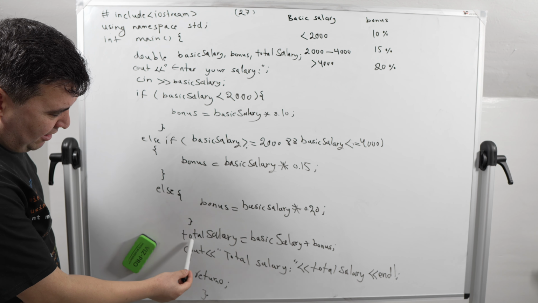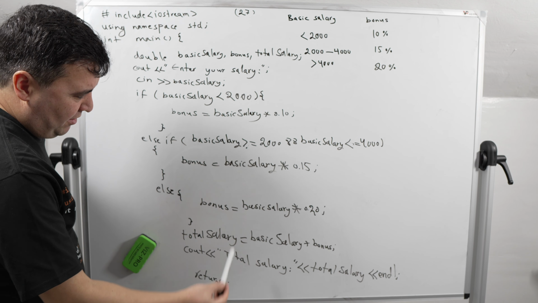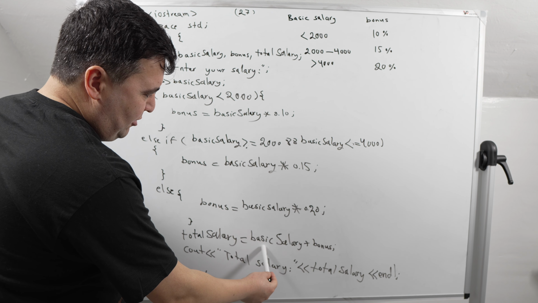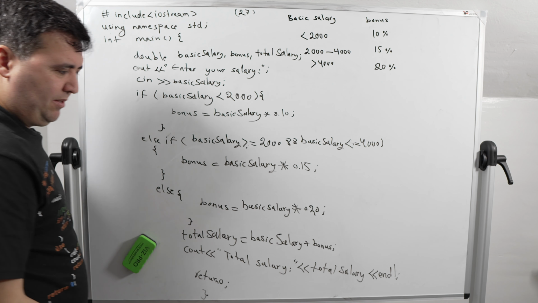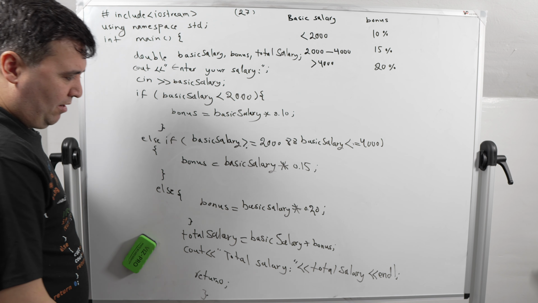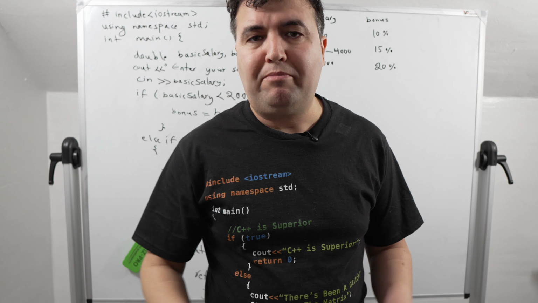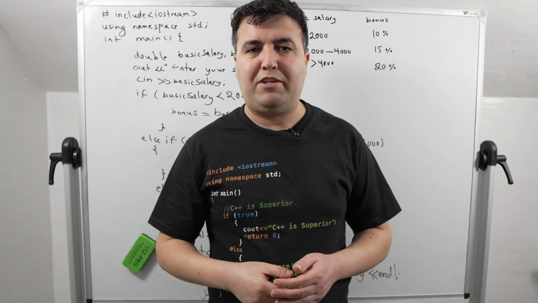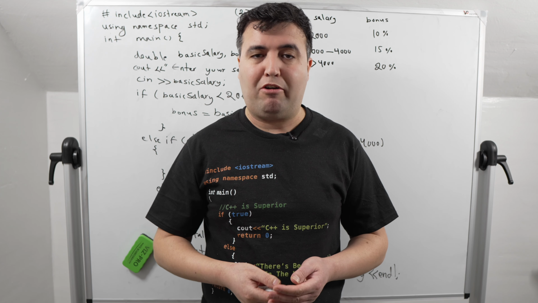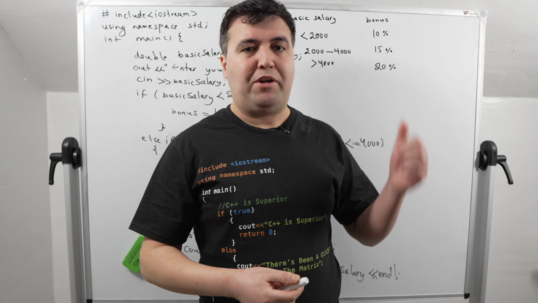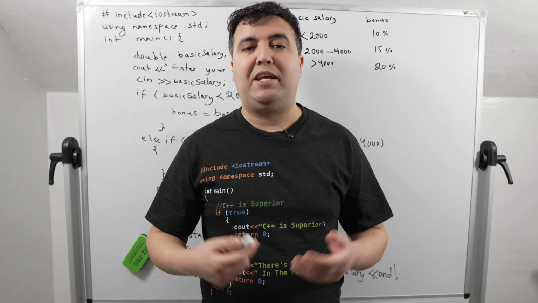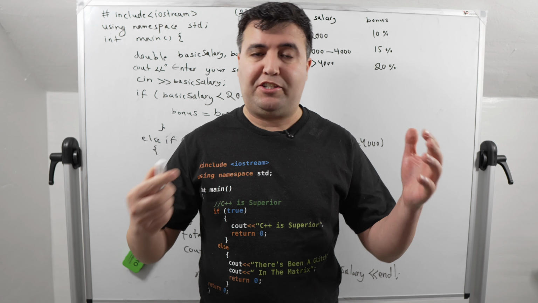And at the end, inside total salary, we store basic salary plus bonus. So now we print out the total salary. Yeah, so this is a program. This is another program where we calculate the total salary of an employee based on the bonus using else statements in C++.